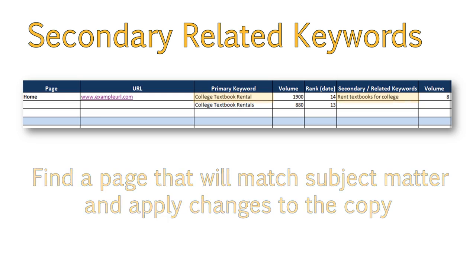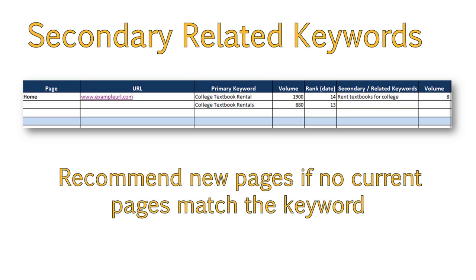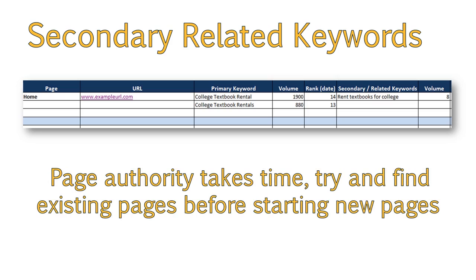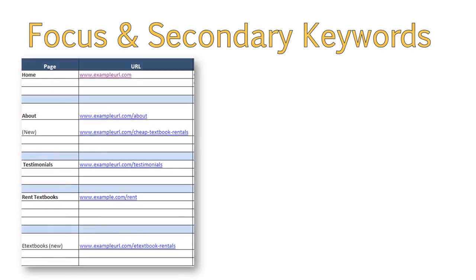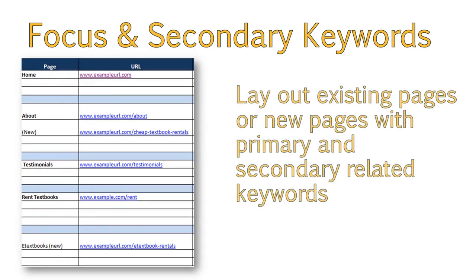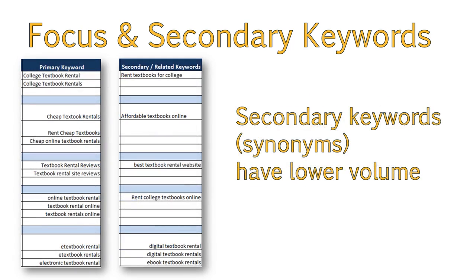If there are no pages that closely match the keyword, then you may want to recommend new pages. Keep in mind that pages earn authority over time. So if you can find a way to make small changes on a page that already exists, this will have a quicker impact on rankings. What I did with this document was lay out the pages that exist on the site, or new pages we recommend, along with primary focus keywords and secondary or related keywords. The secondary keywords are generally synonyms that have lower volume.